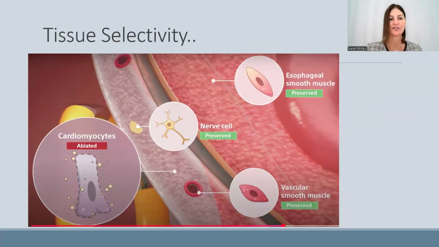Here's another slide showing that tissue selectivity. The gray area here is the cardiomyocytes, the cardiac muscle cells, which have been ablated, which was the desired effect. But nerves or blood vessels in that area are unaffected. And one of the other concerns we have with AF ablation, doing treatment in the left atrium, is that the esophagus can be right nearby. And the esophagus tissue is not affected by the pulse field treatment at the doses recommended and generally used.